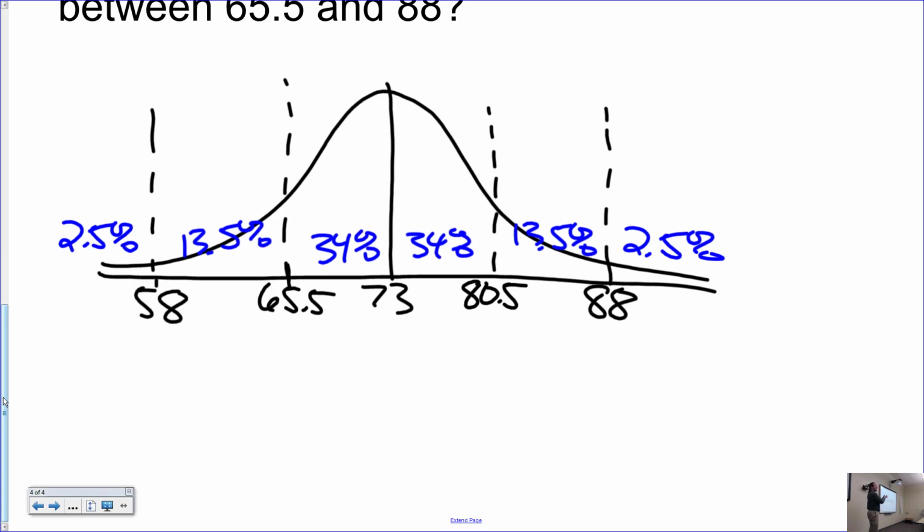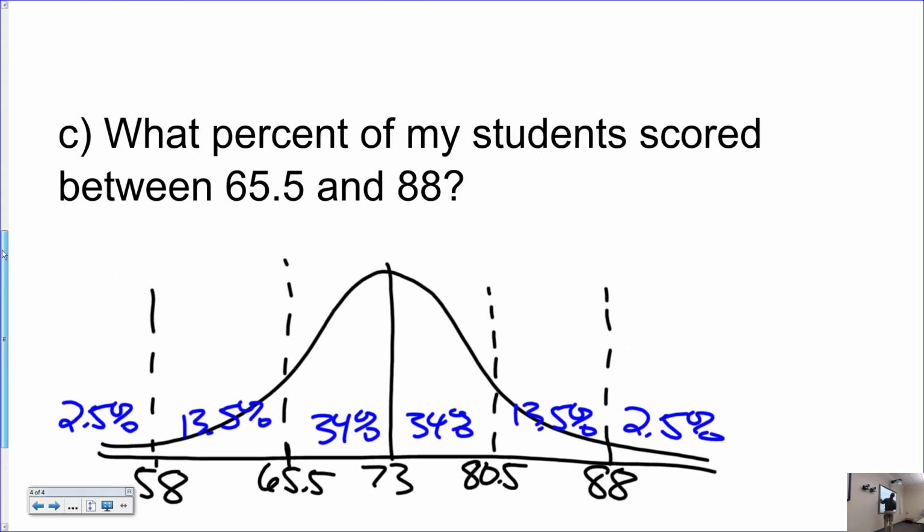Always. The percentages are always the same. That's what normal means. The only thing that changes are the numbers down below, based on whatever your mean and standard deviation are, right? If the mean is something else, you'll start at a different number. If the standard deviation is a different number, you will add and subtract it to get to the different values. So, now that you have this curve, now you can answer the questions.